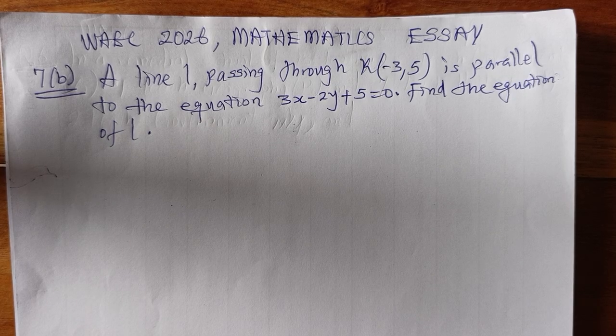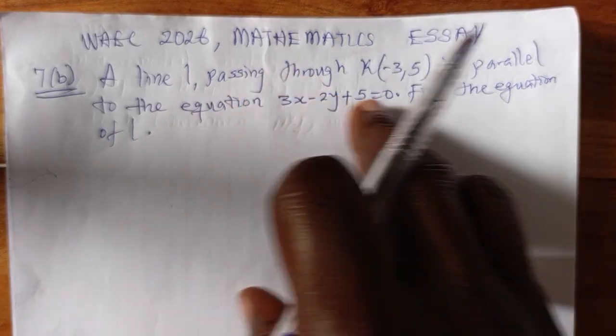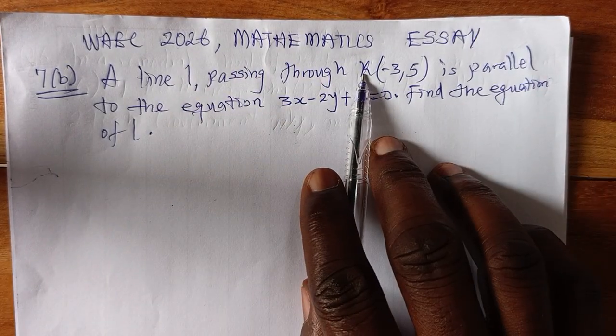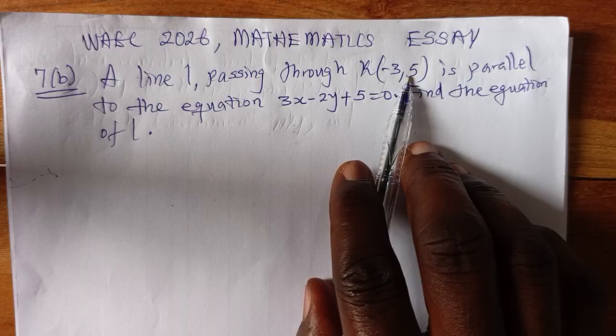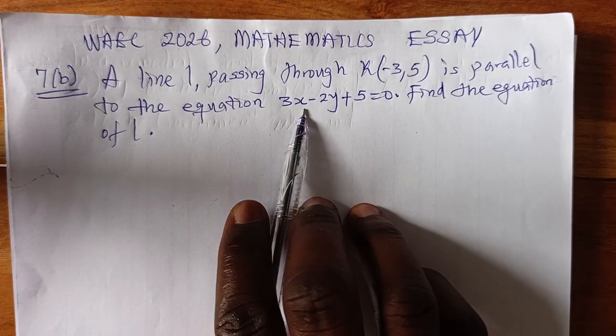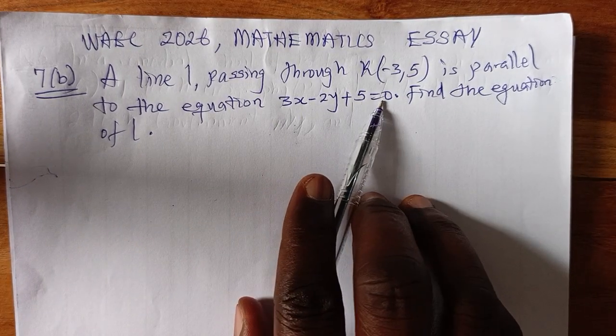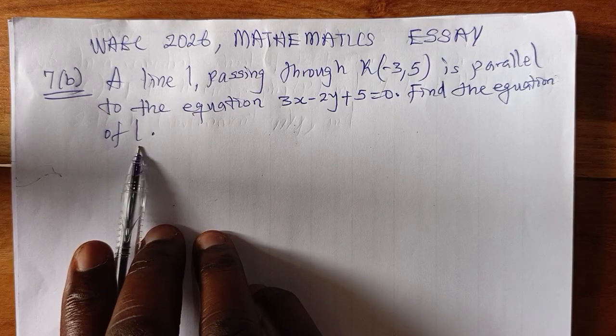WAEC 2026 Mathematics Essay Question 7B. A line L passing through K, that is coordinate K(-3, 5), is parallel to the equation 3x - 2y + 5 = 0. Find the equation of L.